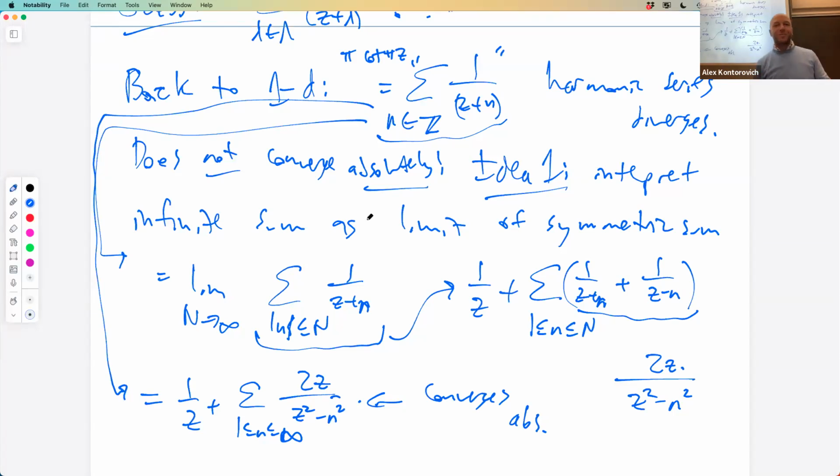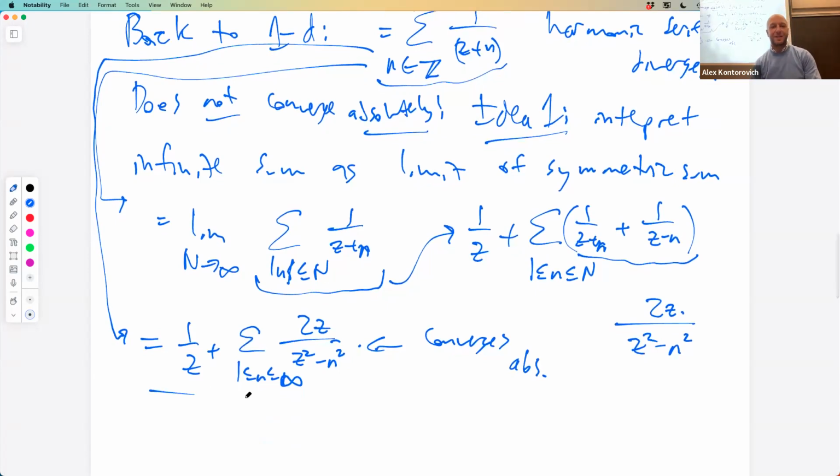But the way you would naturally try to make sense of this thing is, a sum over all integers would be the limit of a symmetric sum. If you try to sum all the positive integers and then subtract off all the negative integers, you have infinity minus infinity. There is another way of making sense of this thing.